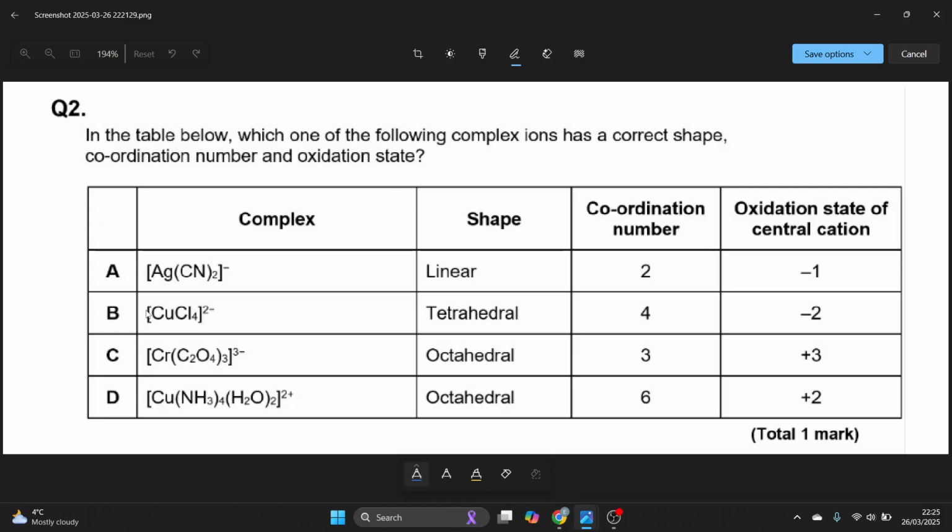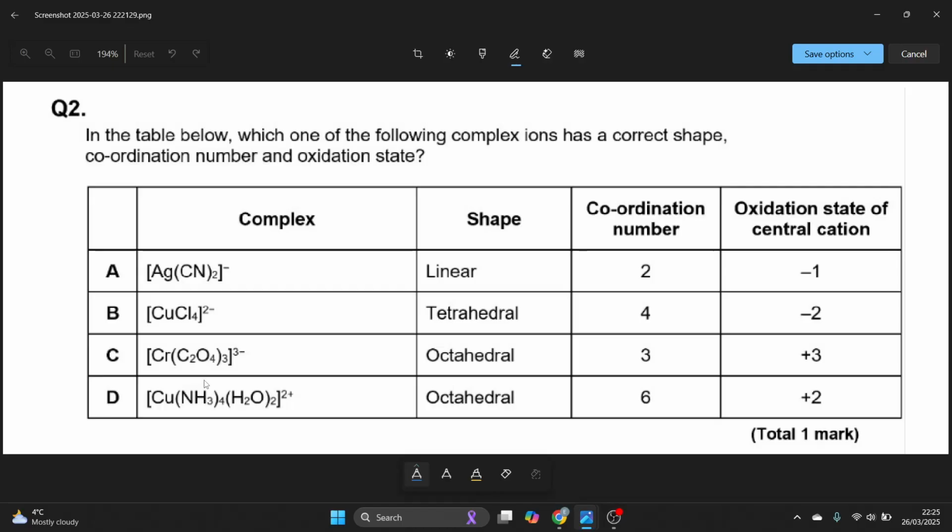Because remember the CN is CN minus, right? So that's going to be -2. So therefore, the silver would be +1. C2O4 2 minus, times by 3, is -6. So Cr must be +3. But is it octahedral coordination number? No. D, octahedral, yes. 6, yes.